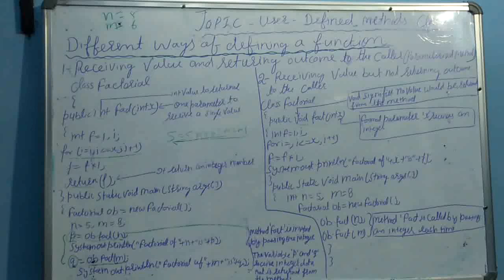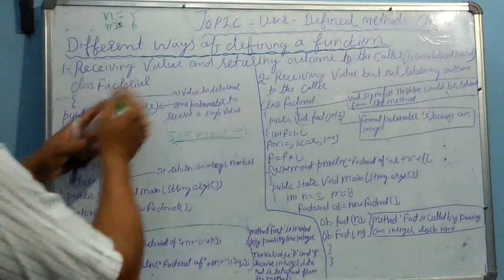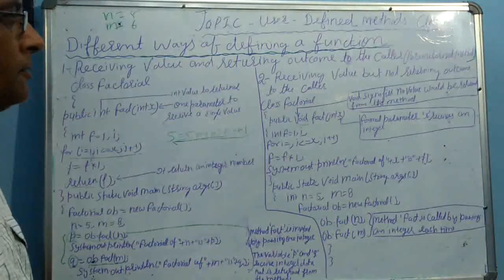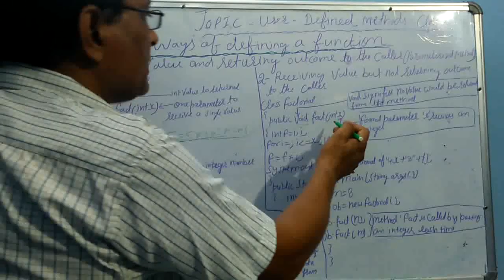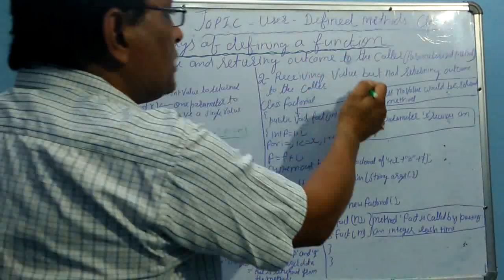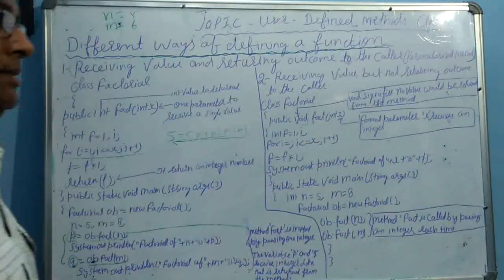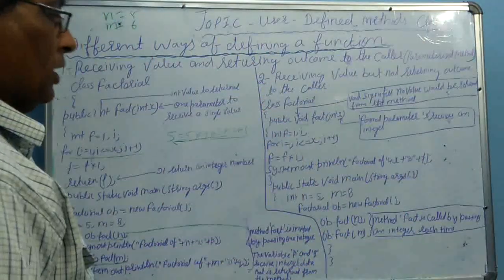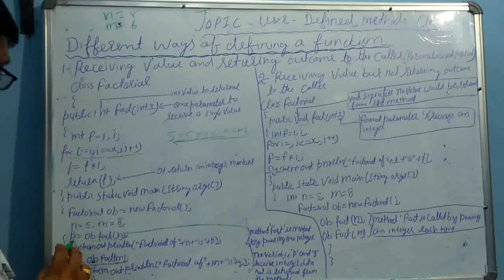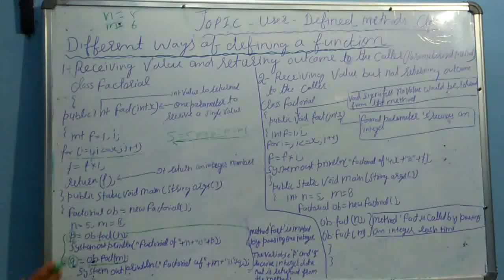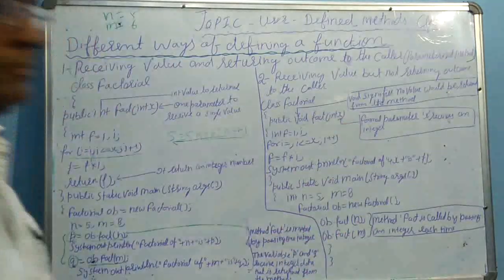We are using the void sign here to show that no values will be returned from the method. In the previous method an integer value was returned, and in this method, receiving a value but not returning an outcome to the caller, it means there will be no caller. Caller means p and q; there is no p and q in this program.